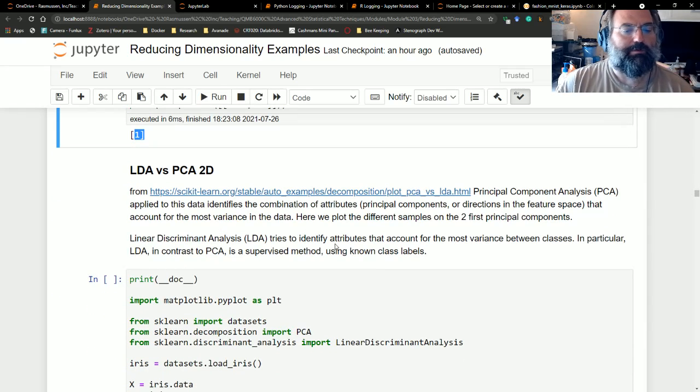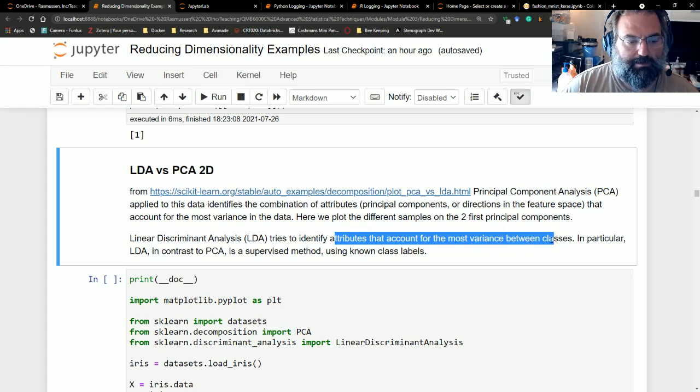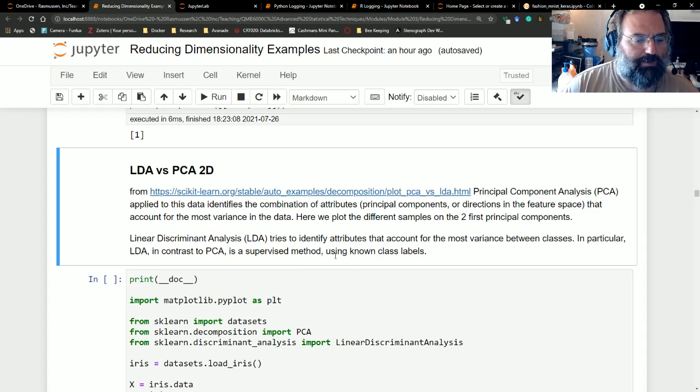So this one was interesting, I thought, as well, comparing LDA to PCA in a two-dimensional sort of way, right? So we know what PCA is. We talked about it. LDA is doing something similar. You're looking for the attributes that account for the most variance between classes. So similar sort of concepts, different focus, right?